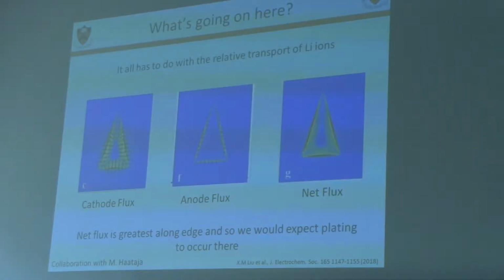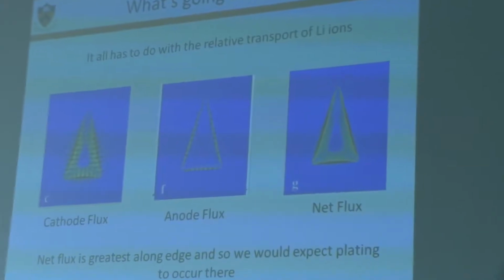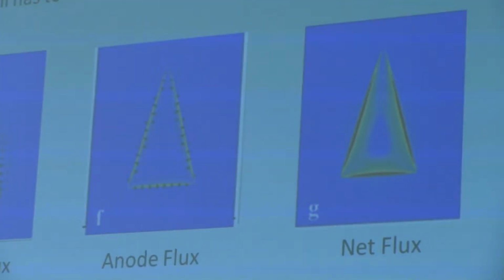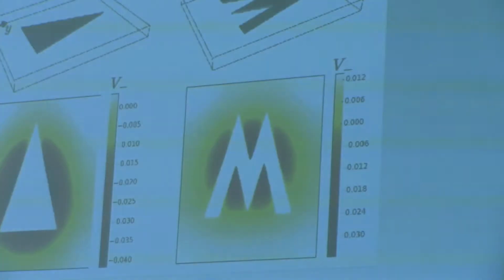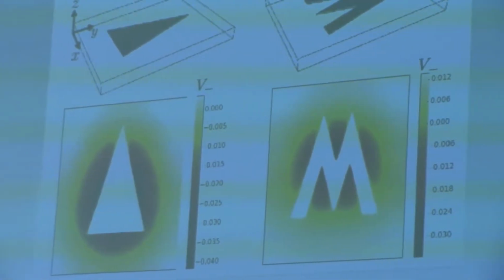Let's start wrapping this up, because otherwise I'm going to lose you, right? And so what's going on is that this all has to do with transport. It all has to do with the relative transport of lithium ions. So if we take a look at the flux of ions relative to cathodes and anodes, and look at the net flux going in when we charge it, what you see is the flux is highest along the edges. It's very low at the vertices, right? And that might be a surprising result to you. You might think, oh, why is it low on the vertices? I would always think that vertices are places where you have a lot of electrochemical concentration. Well, it turns out that that's not really what happens in this system.